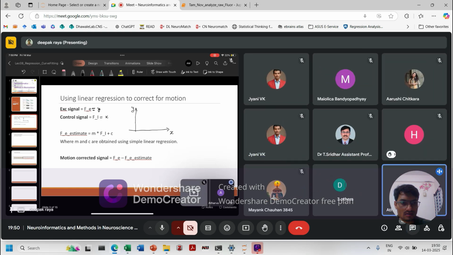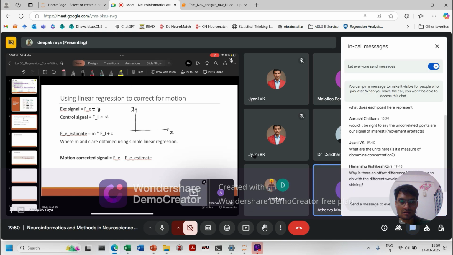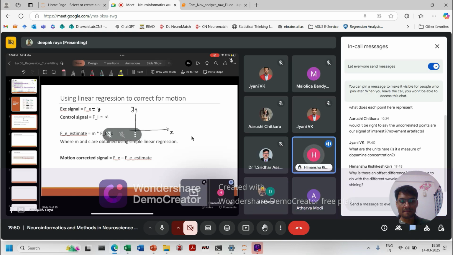Himanshu, do you have a question? Yeah, hi Atharva. So my question is, what is the reason behind this offset difference?